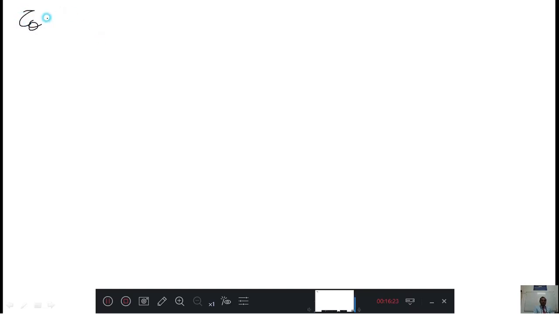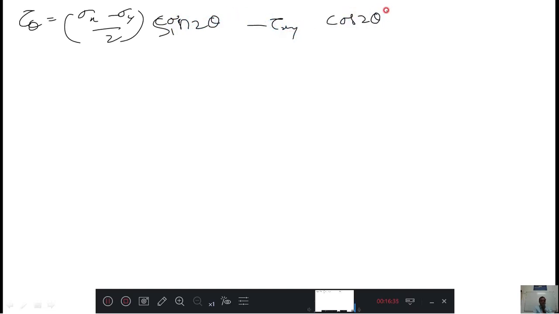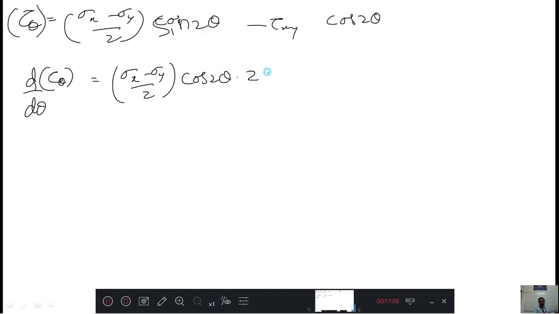Now the shear stress equation is tau theta equal to (sigma x minus sigma y) by 2 sin 2 theta minus tau xy cos 2 theta. Now the same way, differentiate and equate to 0, so that you get the maximum value of tau theta. So d by d theta of tau theta equal to 0 you need to do. The differentiation of sin 2 theta is cos 2 theta into 2, minus tau xy as it is because it is constant, and the differentiation of cos 2 theta is minus sin 2 theta into 2, therefore this becomes plus, and equal to 0. Why? Because I want the maximum condition, therefore equal to 0.